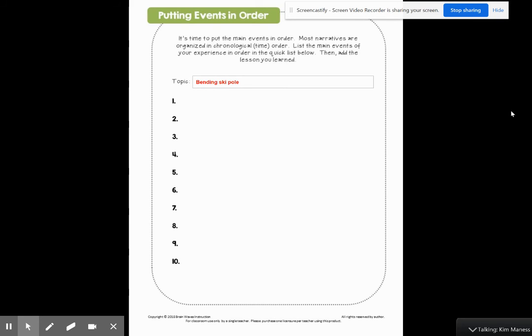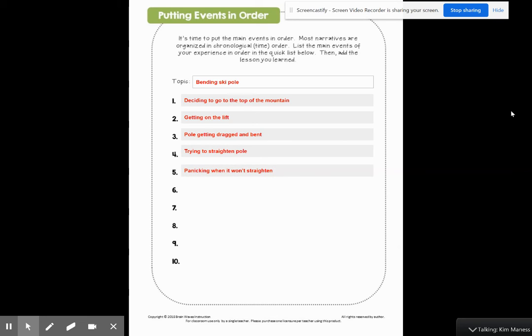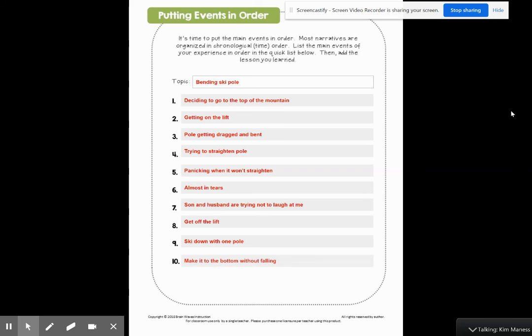All right, so my topic was bending my ski pole. The first thing was we were deciding to go to the top of the mountain. We were getting on the lift. The pole getting dragged and bent, trying to straighten the pole, panicking when it wouldn't straighten. I remember being almost in tears. My son and my husband were trying to comfort me and trying not to laugh at the same time. I got off the lift, I skied down with one pole, and made it to the bottom without falling.